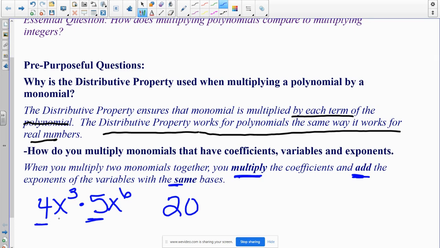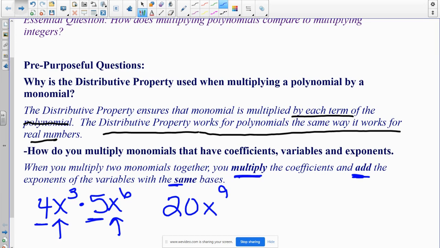Both of these variables have a base of x. Remember, when you're multiplying exponents, you're going to add the exponents. So 3 plus 6 is 9. So that would be x to the 9th. Remember, you keep the x as the same base. Don't change the base of x, and then add the exponents.